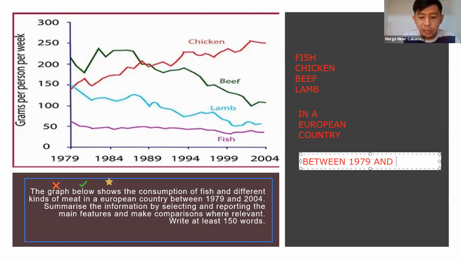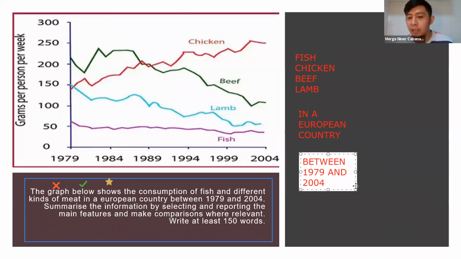Sir, I'm having a problem. If I say between 1979 and 2004, examiners would notice that it's repetition. So what is another version that I can use to say 1979 to 2004? Okay. Let us ask Chris Bert. Chris Bert, how can I say between 1979 and 2004 without repeating between 1979 and 2004?